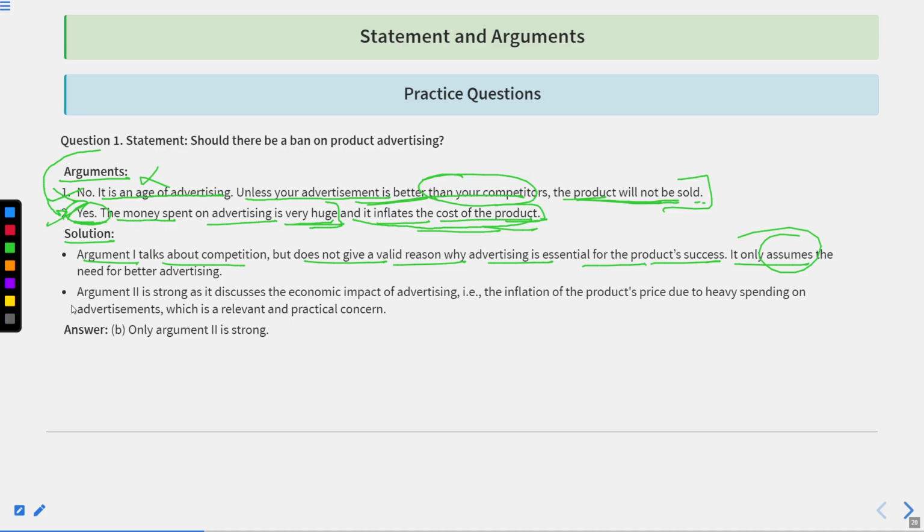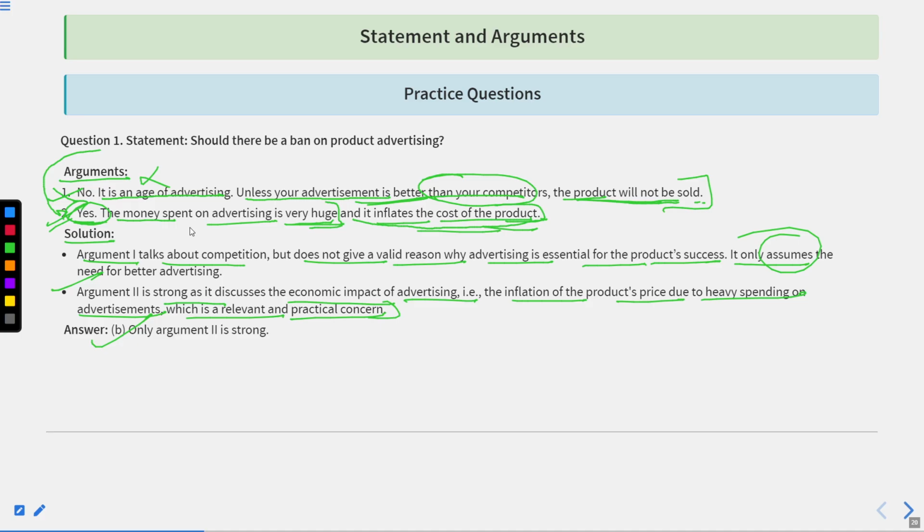And the second statement obviously is correct, that we have already studied, is to discuss the economic impact of advertisement, that is inflation of the product's price due to heavy spending on advertisement, which is a relevant and practical concern. Therefore, only the second argument is correct. I suppose you were able to understand how we are analyzing the statement and then figuring out whether the arguments follow from it or not, my dear students.